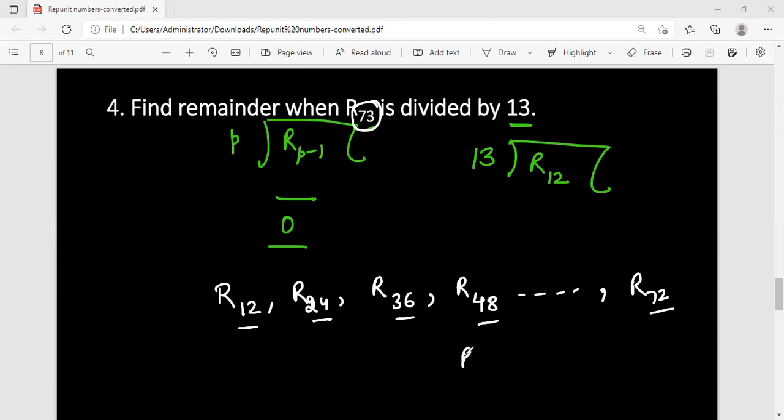So we are left with R72 and one more one here. Guys, what should be the remainder? 1 should be the remainder. Why so? Because 1 written 72 times will be divisible by 13, but the question says R73. So last wala 1 will be retained. वो बचेगा हमारे पास. That one will be my answer.